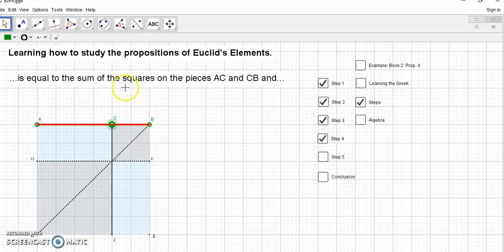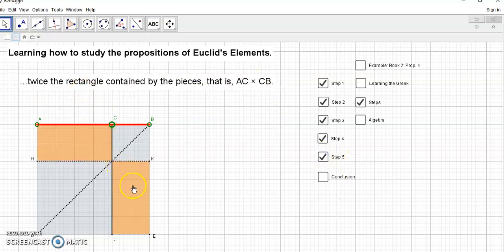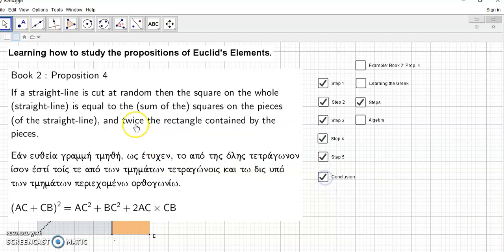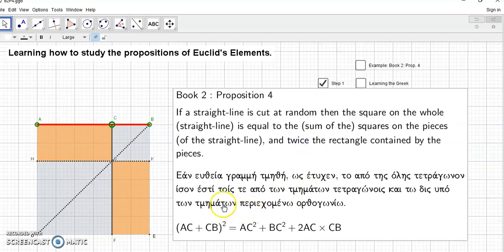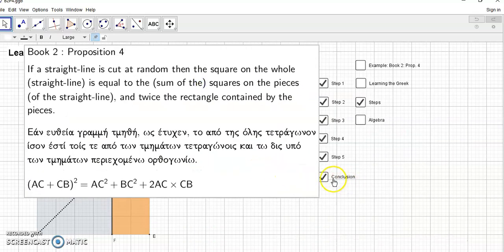And so it says it is equal to the sum of the squares of the pieces AC and CB, and twice the rectangle. So twice this rectangle or this one, because they both happen to be equal. In other words, AC times CB, meaning the conclusion, which is this. So very simply it says that AC plus CB, the whole line squared, is equal to the square on AC, plus the square on CB, plus twice the rectangle formed by AC and CB. So that's the conclusion.